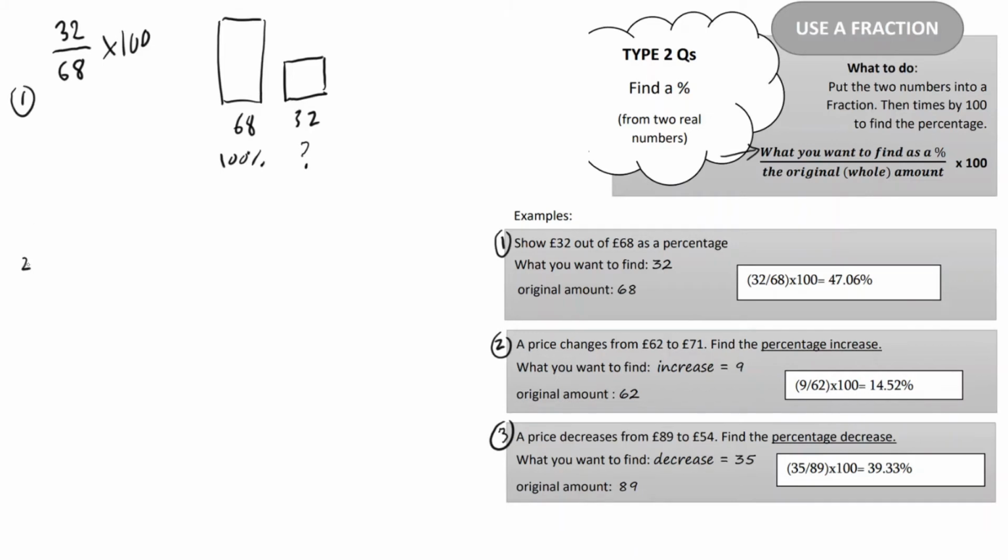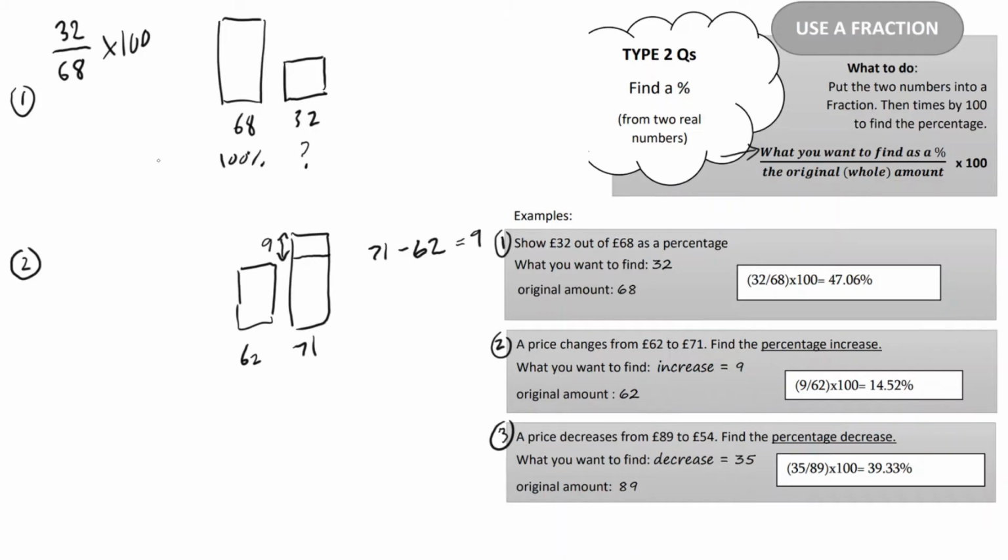Number two, however, so the number on top this time is a little bit harder to find. So it says the price changes from 62 to 71. It says find the percentage increase. So do you see the increase will be how much did it increase between these two? So to do that, you're going to have to do 71 minus 62 to find that increase there, which is 9. So this bit here is actually 9.